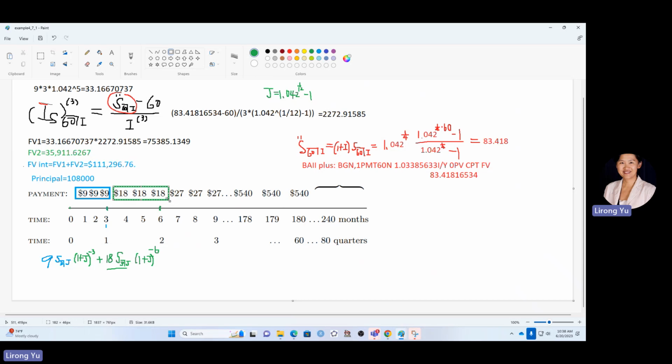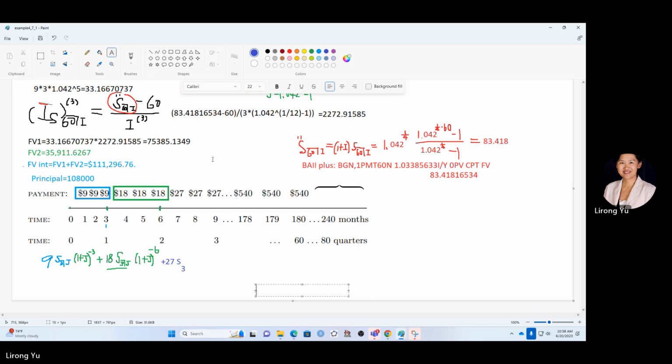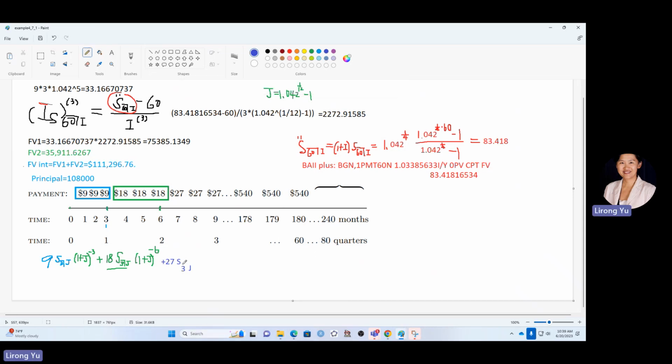Okay, and then we can do the same for the 27. So following that, we'll have plus 27, and then we have S3J. Let me write that notation. That's the immediate due of three cash flow, three payments of $27. That is how much you have to pay.